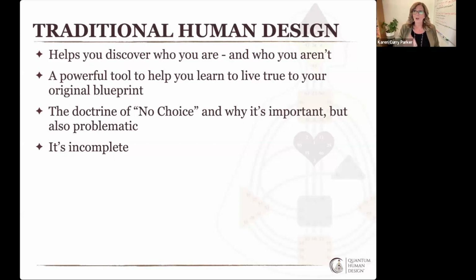And so we have to stop and wait so that we can reconnect with the wisdom of our bodies, we can reconnect with the sound of the voice of God inside of us. We can reconnect with our authentic creativity and remember who we are. So traditional human design, as it's taught, is actually an incredibly important part of the awakening process, of the healing process, of the deconditioning process.